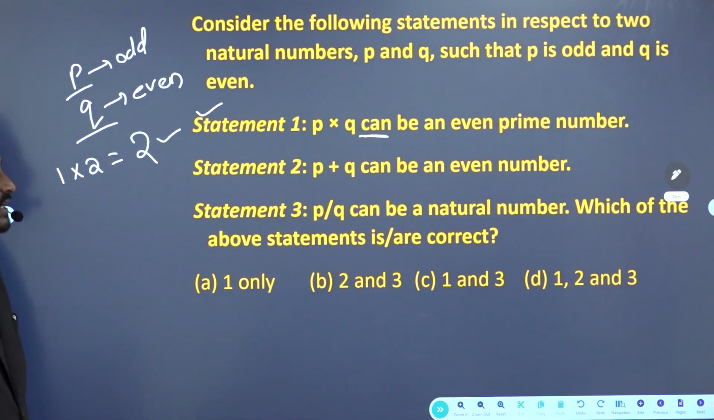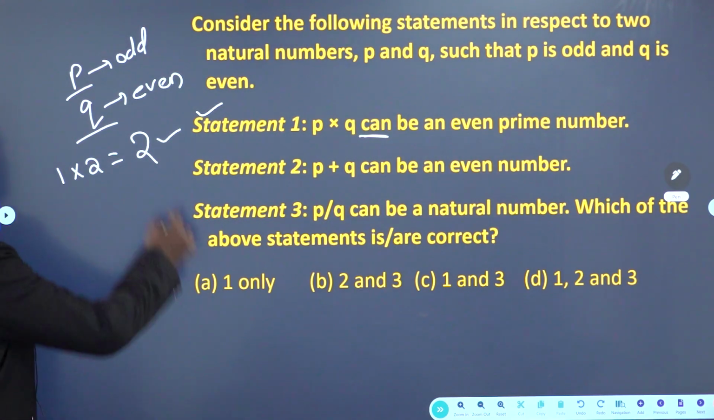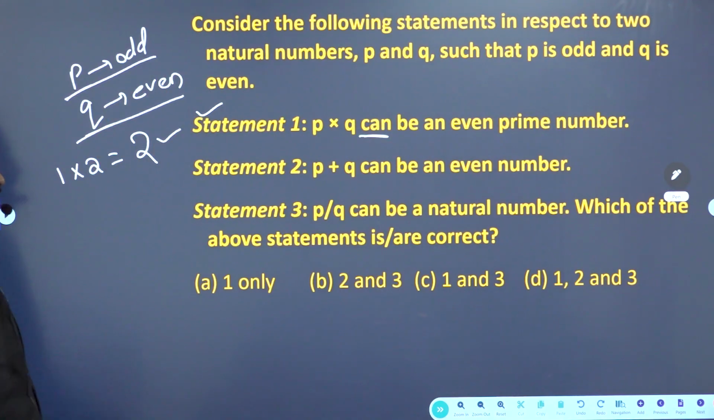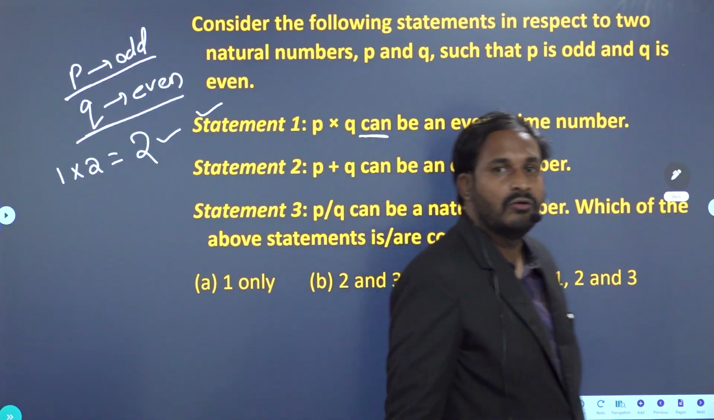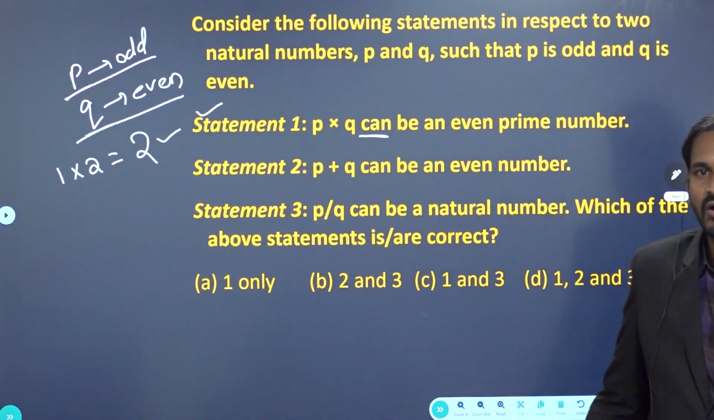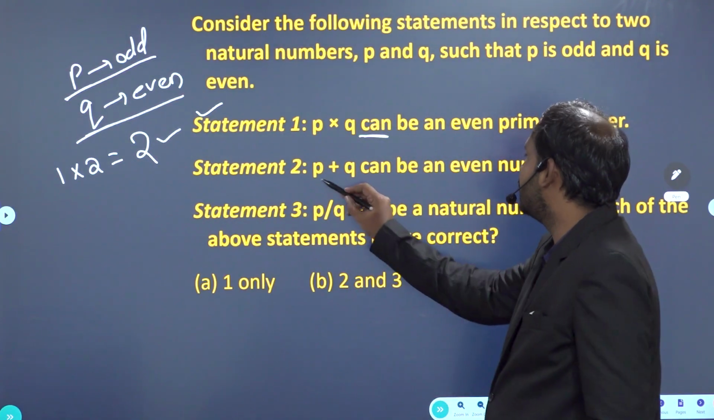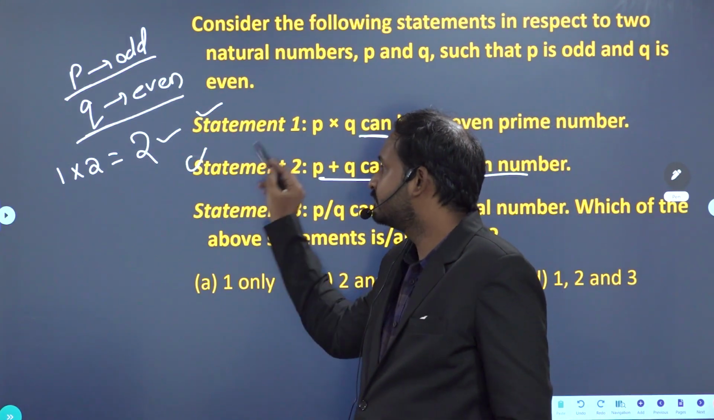Next, P plus Q can be an even number. See, already one is odd and one is even. When you add an odd number with an even number, what will be the output? Just now we have seen, an odd number. But what are they telling? An even number. It is wrong.